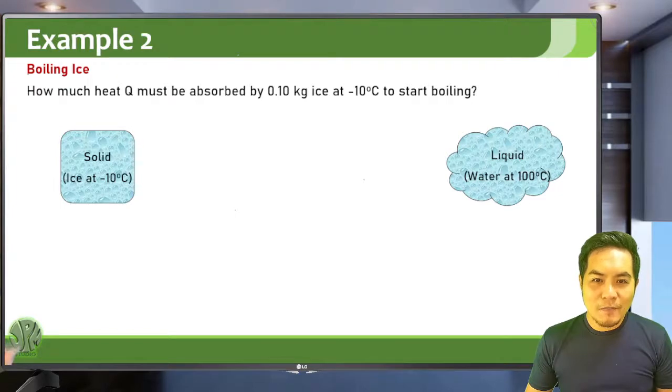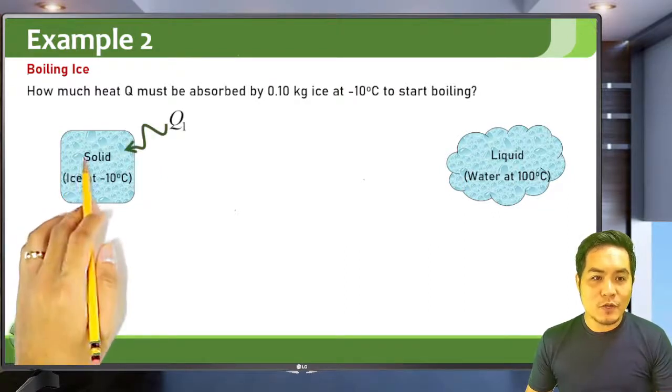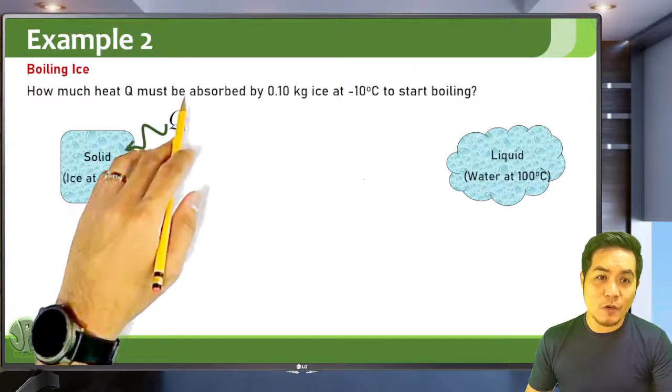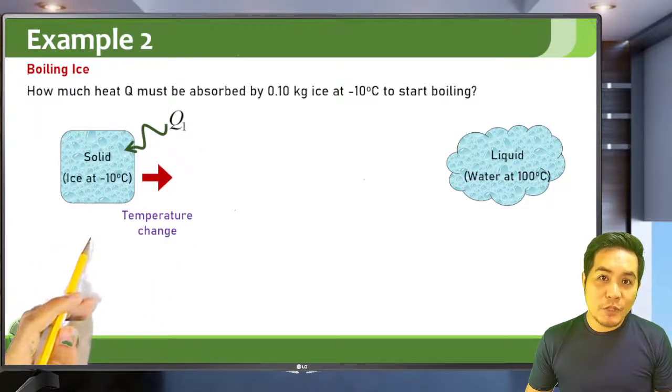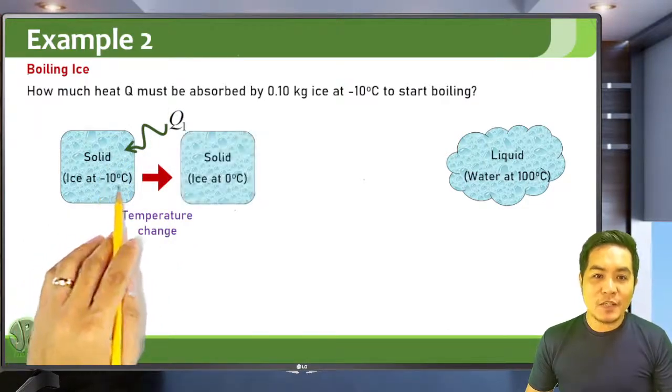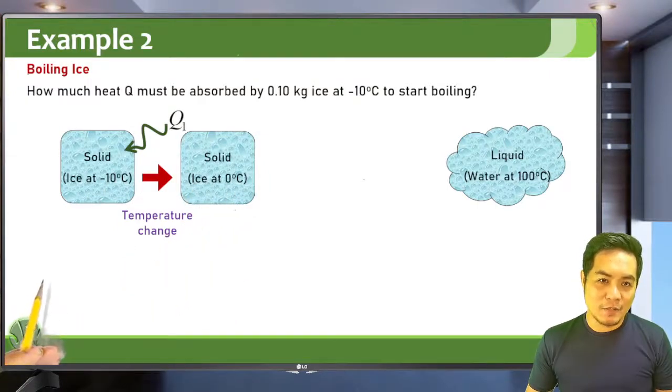Again, there is more than one step involved in this transformation process. First, the solid ice at negative 10 degrees Celsius will absorb heat to undergo a temperature change from negative 10 degrees Celsius to 0 degrees Celsius.